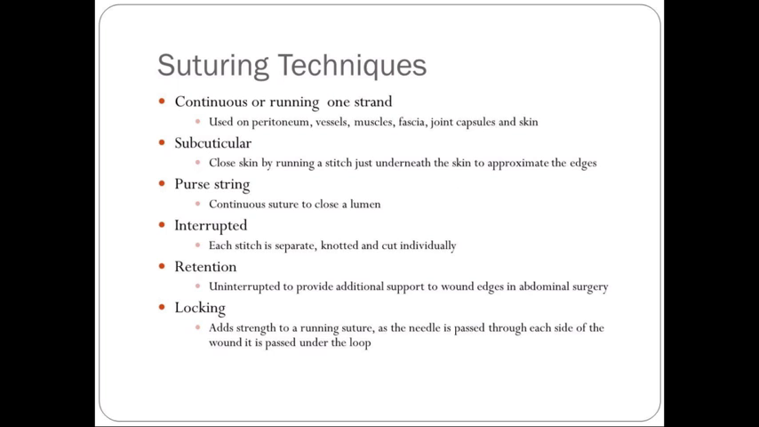Different suturing techniques are continuous or running, which is normally one strand. Subcuticular, where you close the skin by running a stitch just underneath the skin to approximate the edges. A purse string to close a lumen, which is an opening. Interrupted, that's where the suture is cut and knotted individually. And retention sutures used in abdominal surgery.